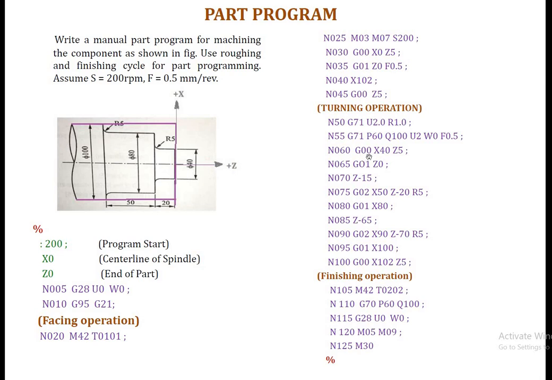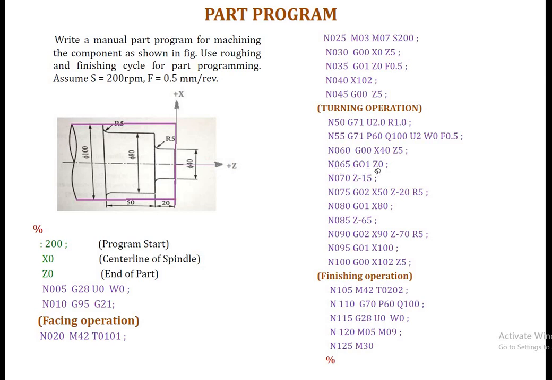G00, that is the rapid traverse, X40. X40 means this point. Remember again that I have used the diametric programming mode. So for 1 mm program movement along the X direction, the actual movement of the tool will be 0.5 mm. So here we have written X40, which means the tool comes to here, and Z5 means now the tool is here.